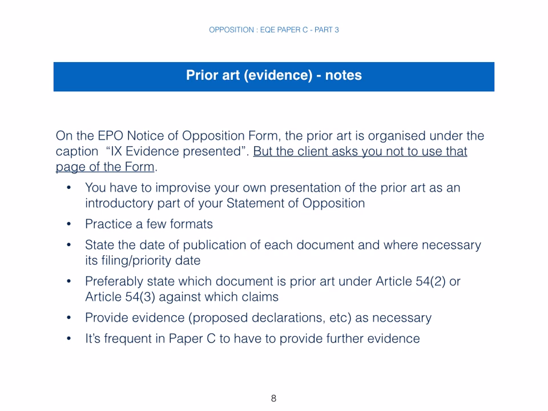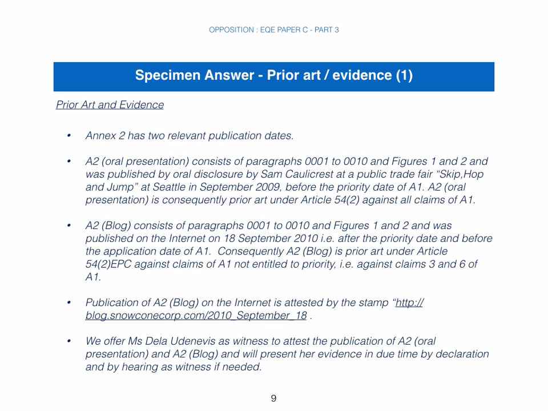Next is a specimen answer on the presentation of the prior art that you can elaborate based on the notes you made earlier. Header: prior art and evidence. Annex 2 has two relevant publication dates. A2 oral presentation consists of paragraphs 1 to 10 and figures 1 and 2, and was published by oral disclosure by Sam Corleycrest at a public trade fair, Skip, Hop and Jump, at Seattle in September 2009, before the priority date of A1.